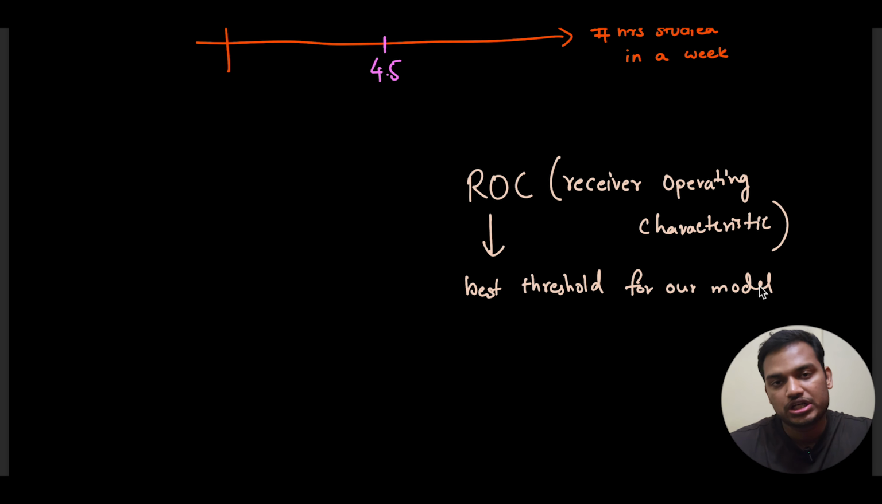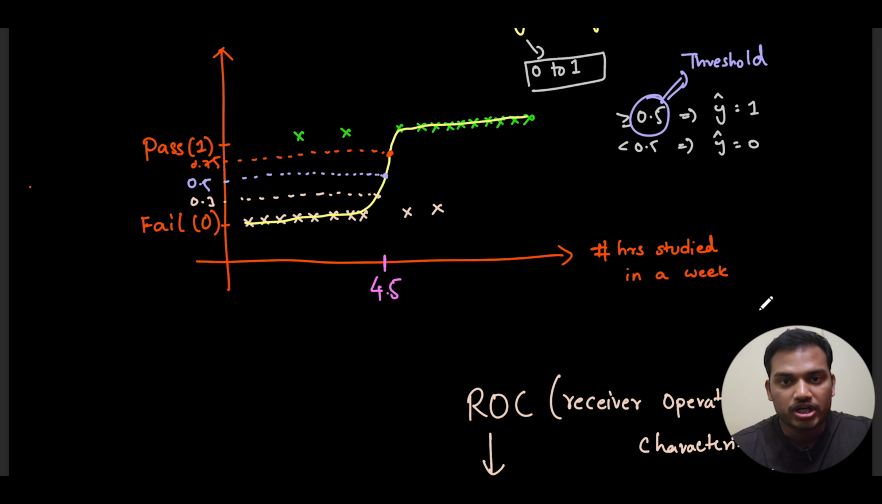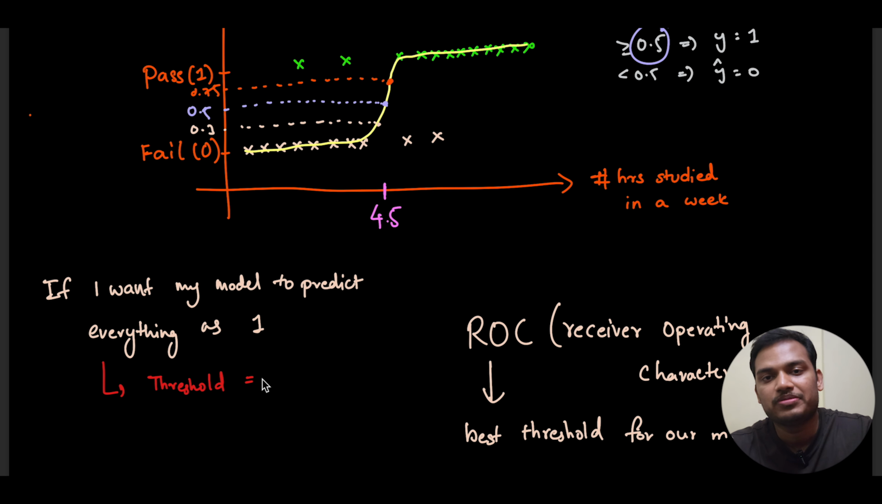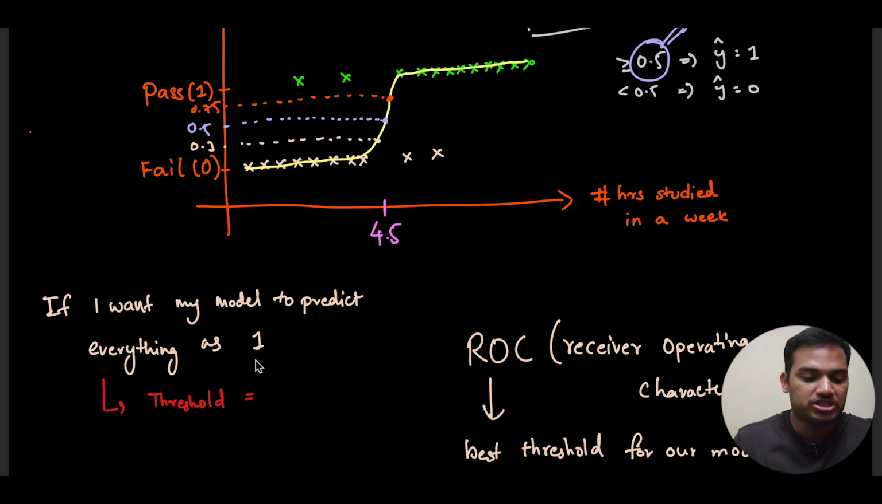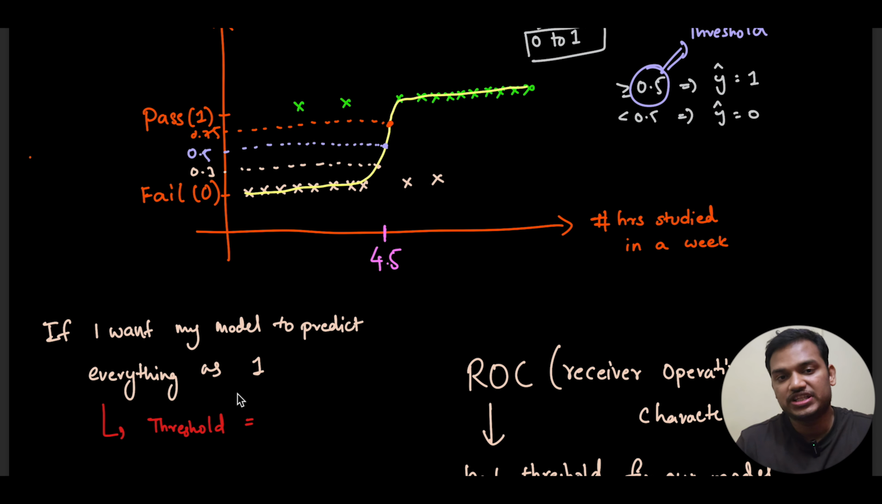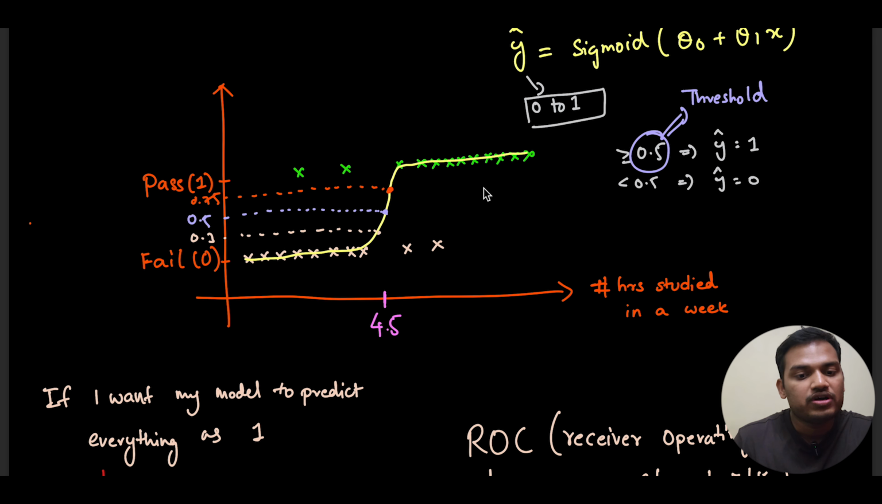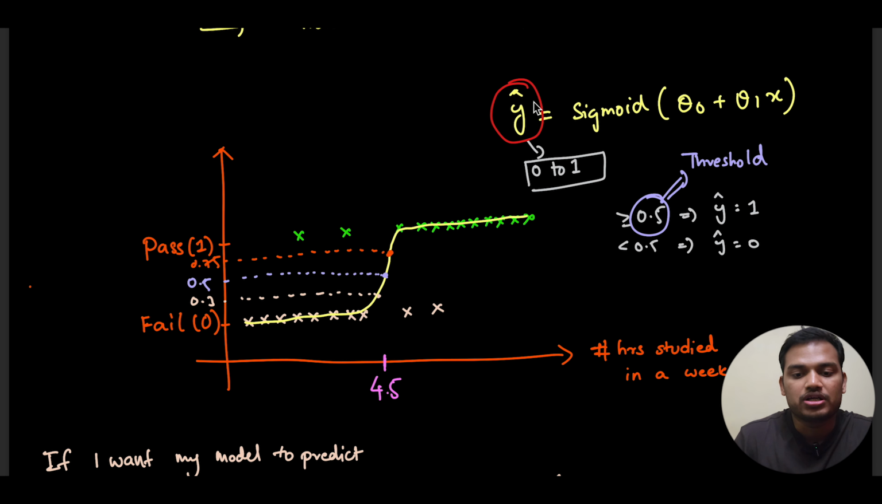Before going on to the working of ROC, let's understand one thing. If I want my model to predict everything as 1, what should my threshold be? Please pause the video, think for some time, and comment down in the comment section. Now let's see what the threshold should be. If you want to predict everything as 1, then whatever value is given by the sigmoid, we just need to say that it is class 1.